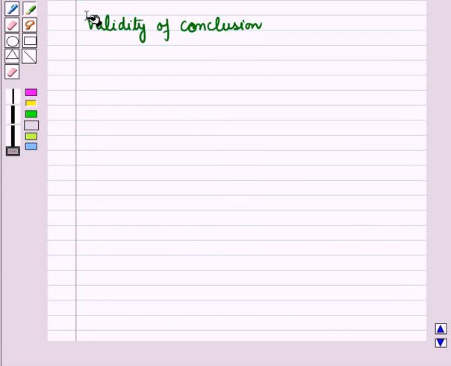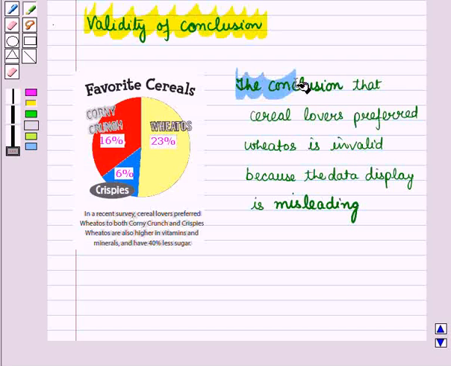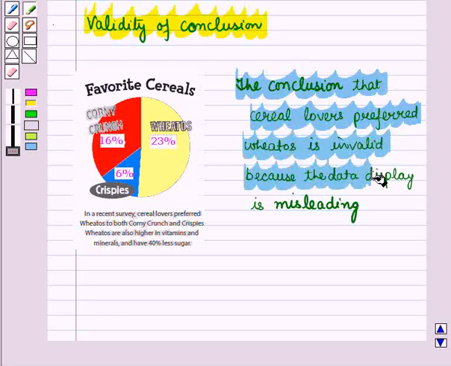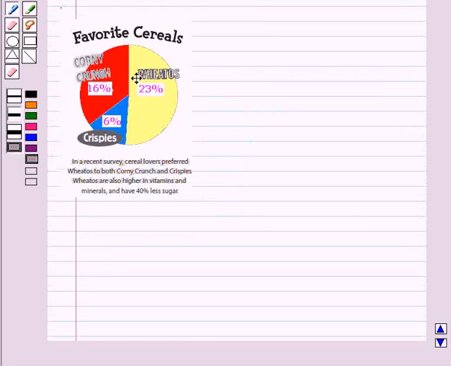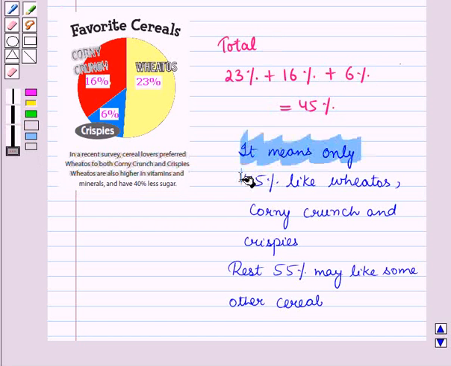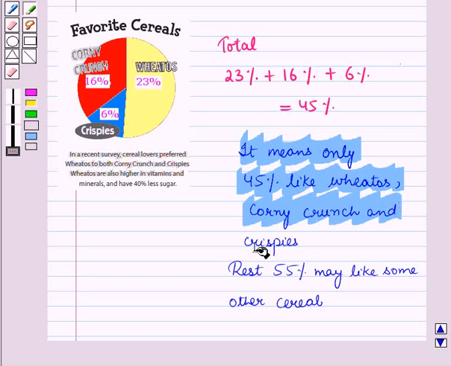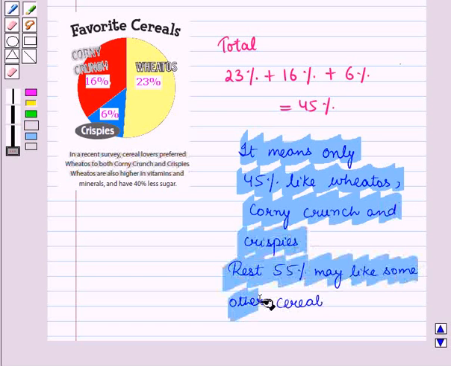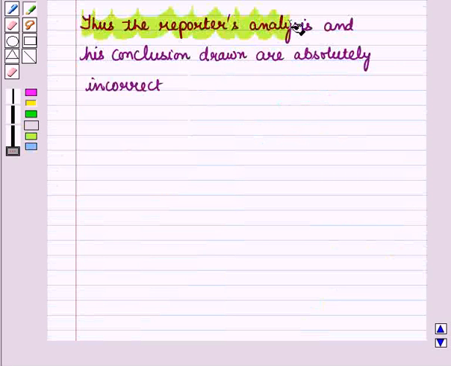Lastly, we will see the validity of conclusion. Now the conclusion that cereal lovers prefer Doritos is invalid because the data display is misleading. Now we know that in a pie chart, the sum of sector percentages should be 100%, but here the total is 23% plus 16% plus 6%, which is equal to 45%. It means only 45% like Doritos, Corn Crunch and Krispies. The remaining 55% may like some other cereal. Thus, the reporter's analysis and his conclusion drawn are absolutely incorrect.